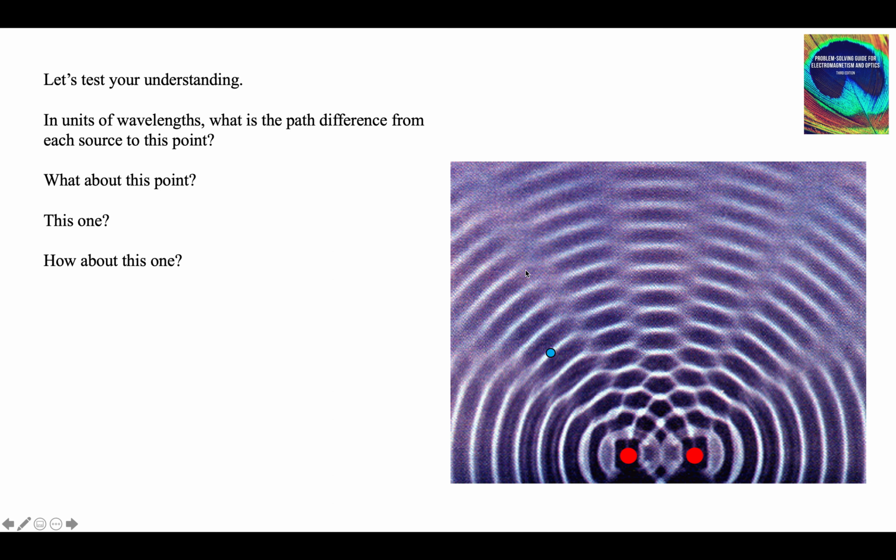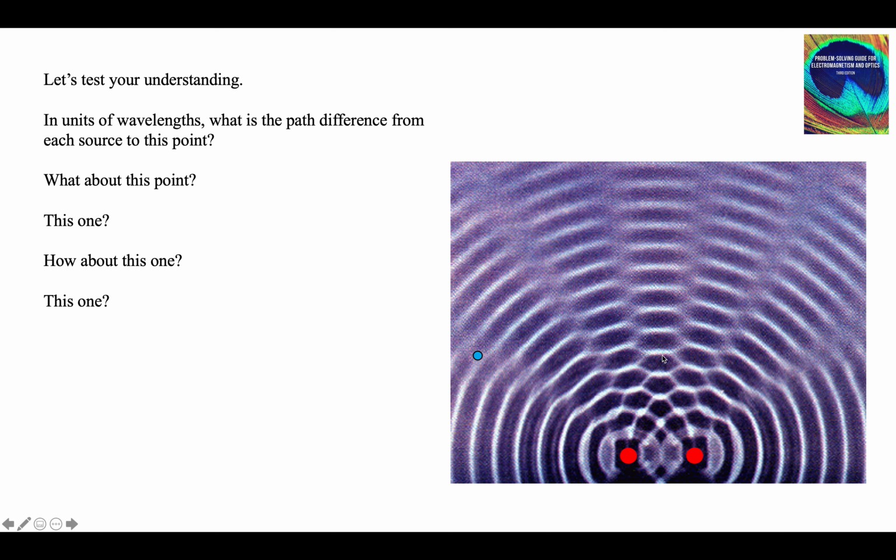All right, how about this one? This is constructive interference. There's the central maximum. The path difference is 0. Here's the first maximum. Path difference is 1 wavelength. Here's the second maximum. The path difference is 2 wavelengths. Second maximum.